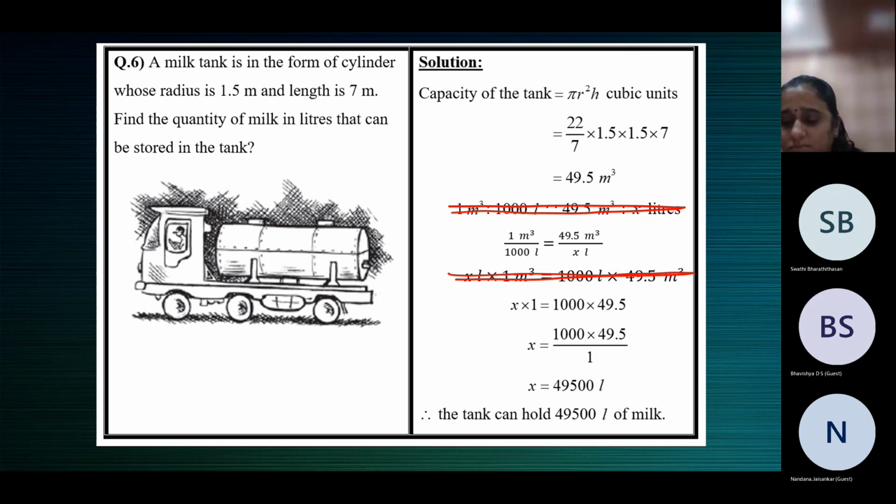Done, ma'am. All right. So first we find the capacity of the tank. It will be in meter cube because radius is in meter and height is in meter. So the capacity will be in meter cubed. Now we have to convert meter cube to liter because we'll have to find the quantity of milk in liters. So we are converting meter cube to liters. That's all.